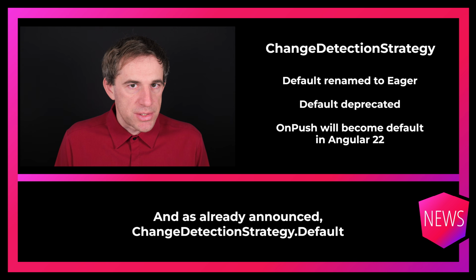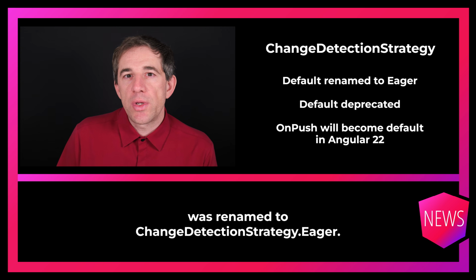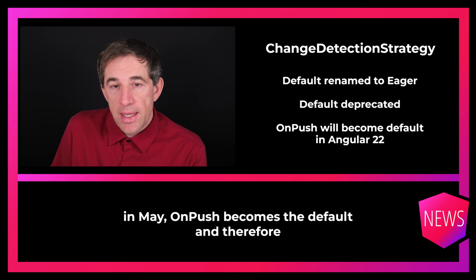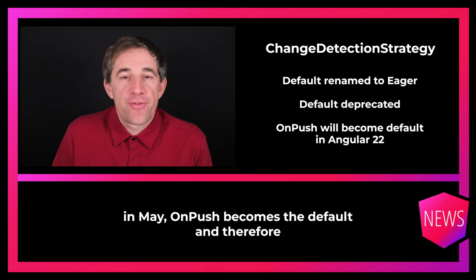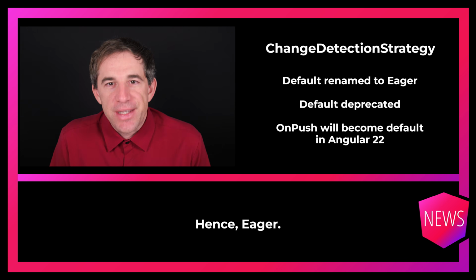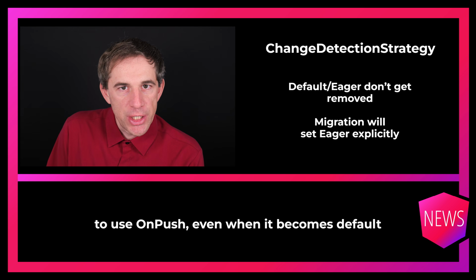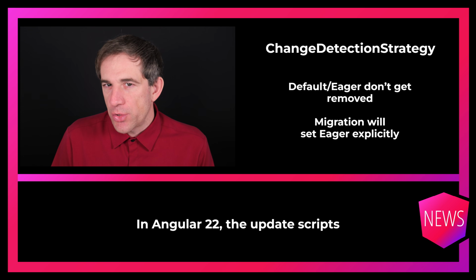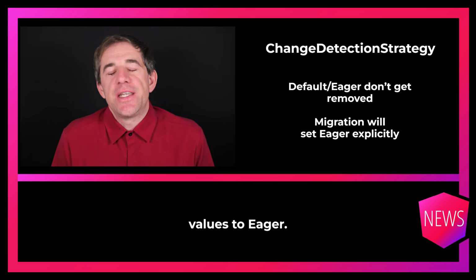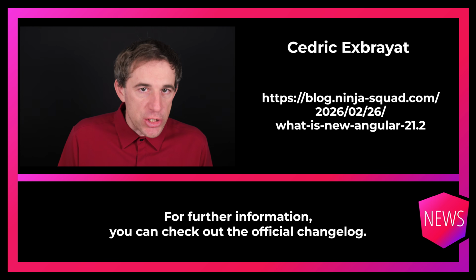And as already announced, the ChangeDetectionStrategy value of default was renamed to Eager. That is because in Angular 22, which will be released in May, onPush becomes the default. And therefore it doesn't make sense to have a value called default as the default setting. Hence, Eager. And just to be sure, no one is forcing you to use onPush. Even if it becomes default in Angular 22, the update script will change existing change detection strategy default values to Eager. For further information, you can check out the official changelog.